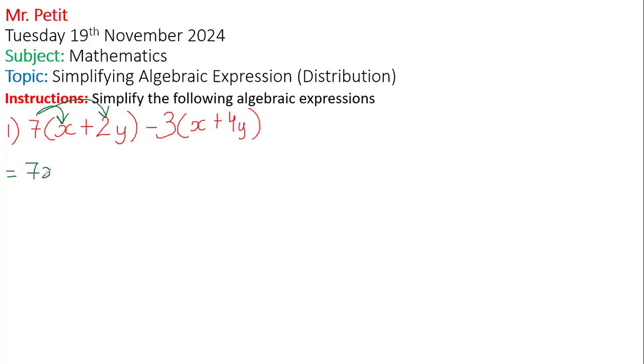Again, class, what is 7 times x? That gives us 7x. Very good. Now, what is 7 times 2y? It's gonna be what? 14y. 14y.